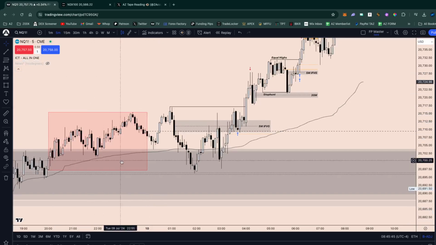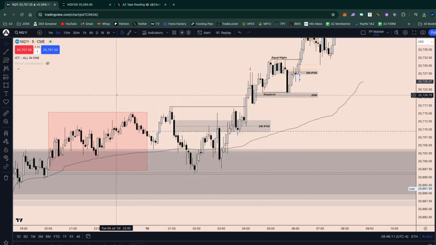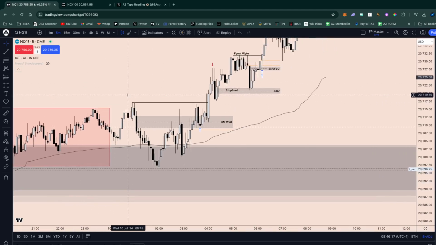So we can see Asia ends for me at midnight. We get our midnight level printed right here by the ICT all-in-one. By the way, a great indicator if you are just sick and tired of drawing all these different things onto your chart. With this indicator, you have access to over 20 different ICT concepts: power of three, volume imbalances, SMT divergences, break of structure, market structure shift, and all these other things that you essentially would have to draw on the chart. Makes life a lot easier for me during the live streams especially, but that's not the point of the video.